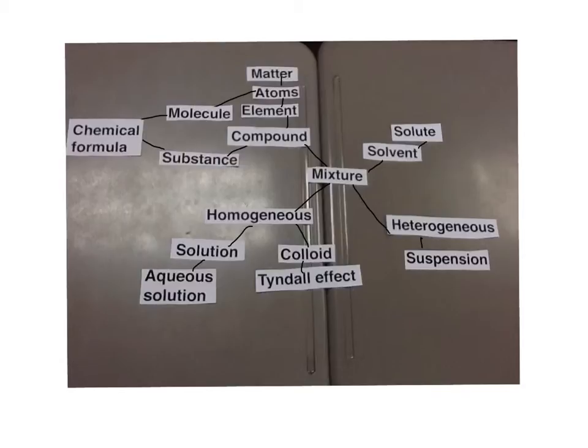Heterogeneous is a mixture that is not uniform throughout. Off of heterogeneous, we put suspension because it is a mixture in which fine particles are suspended in a fluid but eventually settle out.